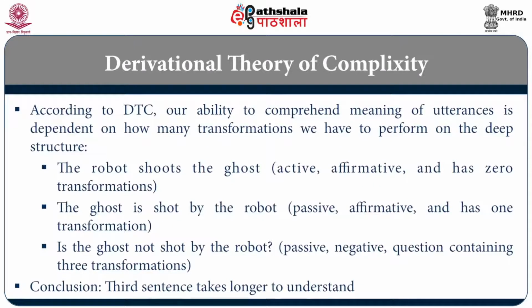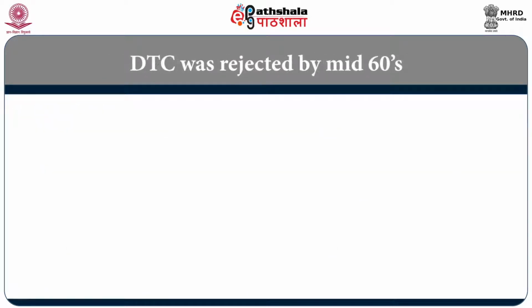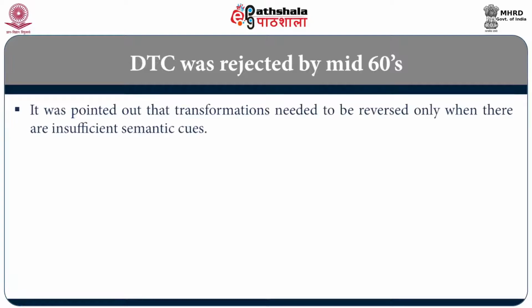Okay, but by about the 50s, 60s, they were doing these experiments. DTC did not receive 100% support, in the sense that some of the experiments failed to support this kind of logic. It was pointed out that transformations needed to be reversed only when there are insufficient semantic cues. The main point is that DTC was going only by syntactic explanation. How many transformations are there?